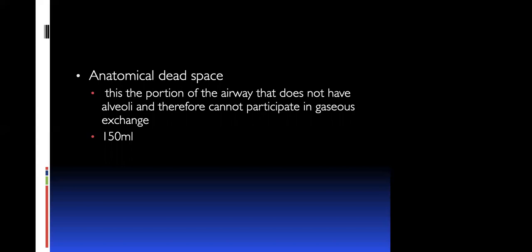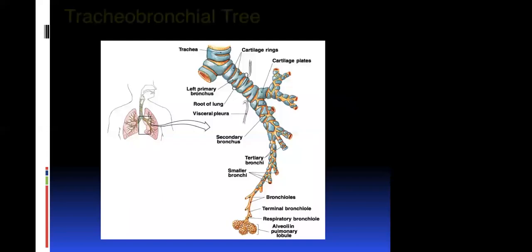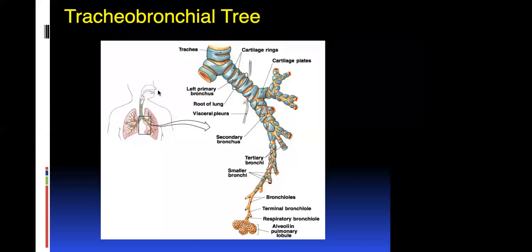The amount of air occupying that portion of the airway is 150 mils. That is the same 150 mils which I said does not reach the alveoli with each breath, and we said that only 350 goes and meets the alveoli in each breath that we take. So anatomical dead space is 150 mils. It is generally all that column of air from the tip of our nose right to the respiratory bronchioles, on both sides.